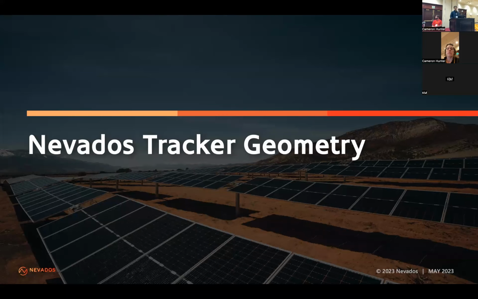Okay, so first off, if you are not familiar with the Nevados tracker, Nevados has maybe an unfamiliar geometry. Basically, if you look at this photo, you can see that there are bearing gaps at every single pile. And at each one of those bearing gaps, the tracker geometry can change, as in the torque tube angle can change. And that's how the Nevados trackers follow terrain to such a high degree.